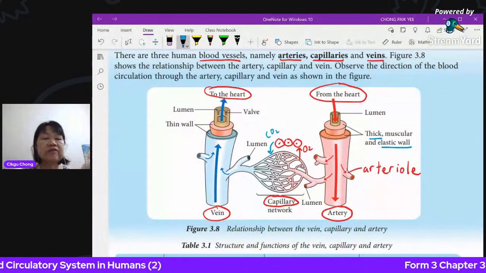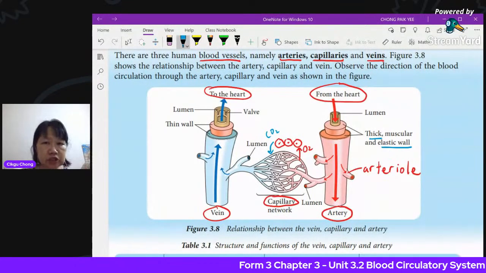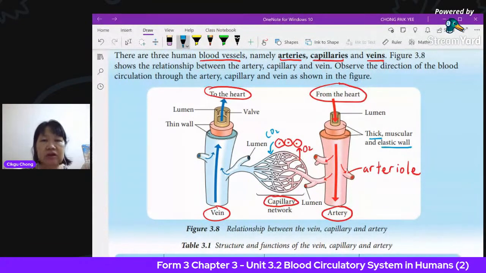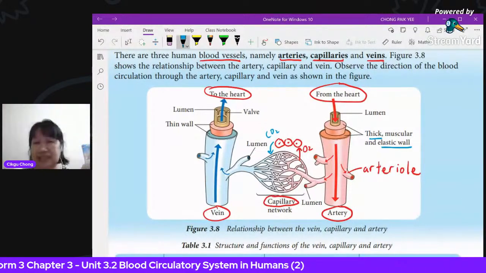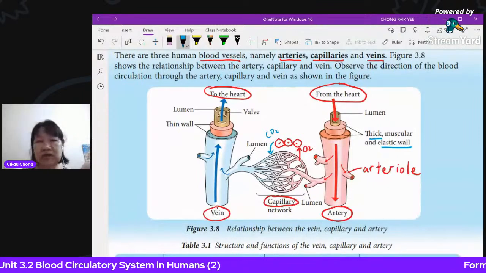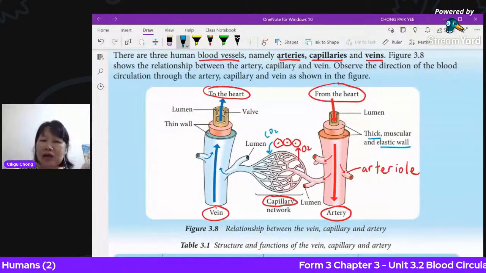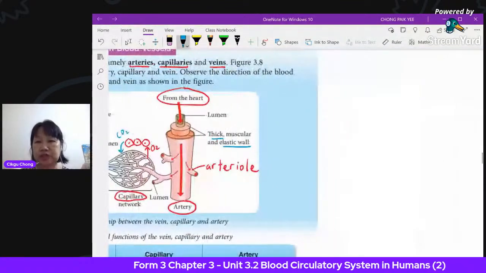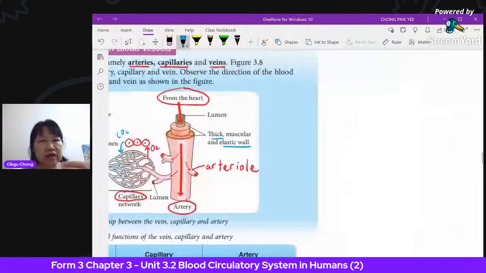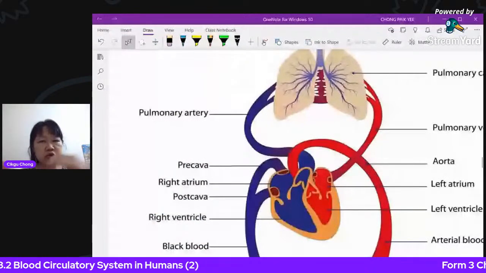Another function of the capillary: it enables diffusion to happen. Diffusion of gases, oxygen, carbon dioxide, and also nutrients to pass through. So that is the three. Now, how do these three connect together? So I want to show a picture. They join up. Now you see this. I make it bigger first.